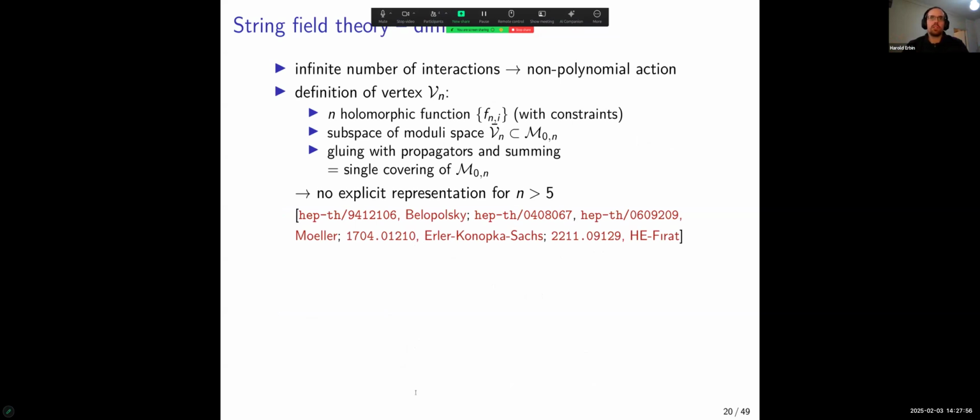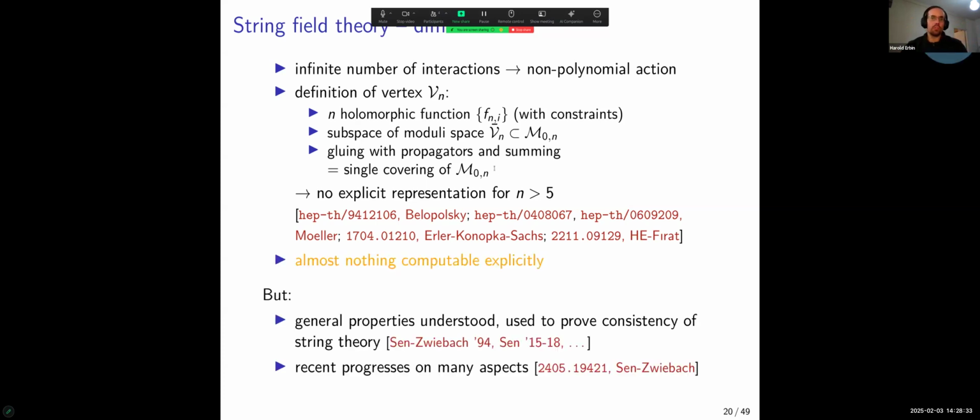Okay, I just want to mention why it's difficult to get this V_n in string field theory. For each n, you need to find n holomorphic functions which satisfy some constraints. You also need to find a specific subspace V_n of the moduli space M_0,n. And you need to make sure that when you glue all those subspaces together, which is like building Feynman graphs with propagators, you get a single covering of M_0,n, which also respects gauge invariance. So this is very challenging, and we need to find ways around this.